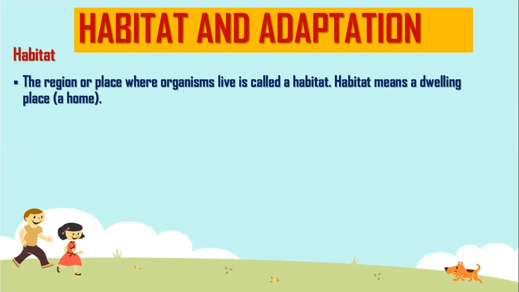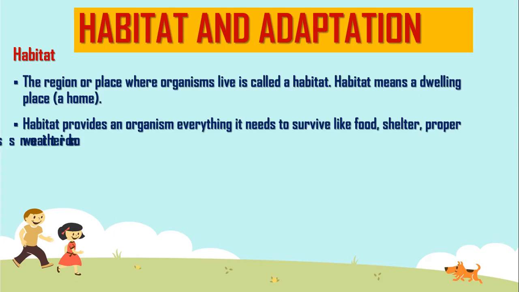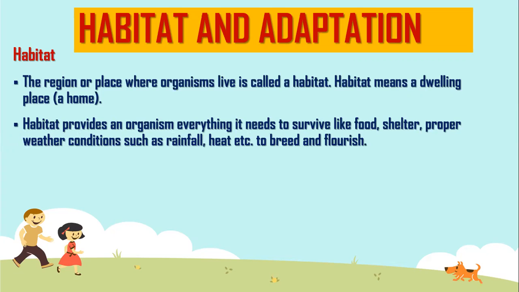One thing important to note here: if we bring a fish and keep it in an aquarium, the aquarium is not called the habitat of that fish because it is not the natural home of the fish. All right. So habitat is the dwelling place, the natural home of an organism. It provides an organism everything it needs to survive, like food, shelter, and proper weather conditions in order to breathe and flourish.